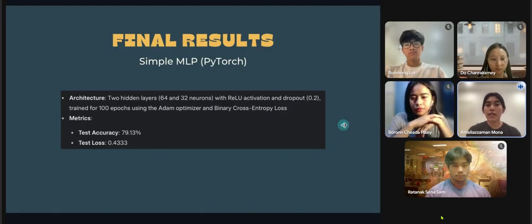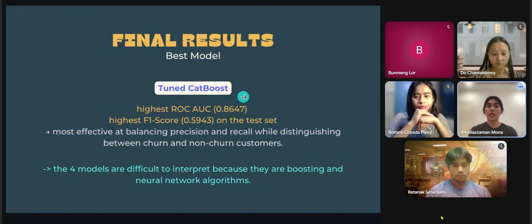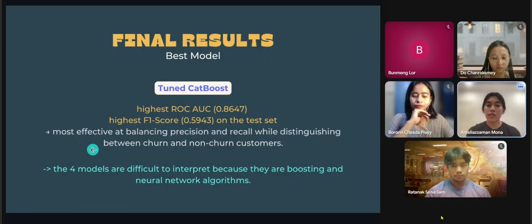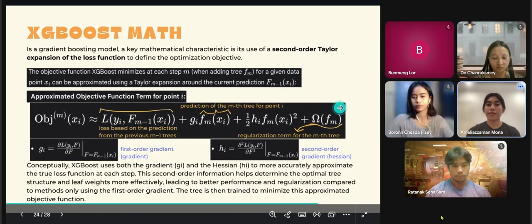43.33%. And the best model is the tuned CatBoost because it has the highest ROC AUC and the highest F1 score on the test set, which means it's the most effective at balancing precision and recall while distinguishing between the churned and non-churned customers. And one more thing, the four models are difficult to interpret because they are boosting and neural network algorithms.